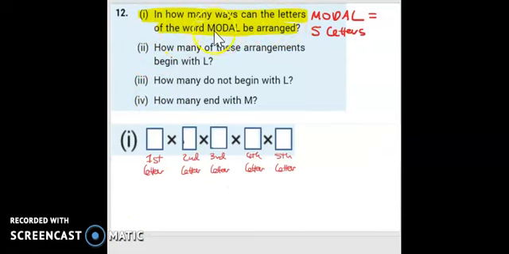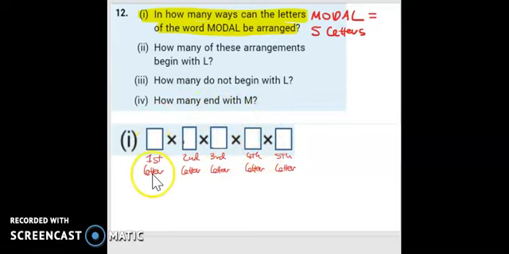So first of all, the word modal is 5 letters, M-O-D-A-L. And we hear the phrase in how many ways, so we want to think we're going to multiply. So there's 5 letters, so I've drawn out 5 boxes. The first box represents the first letter, the second box represents the second letter, and so on, down as far as the 5th box represents the 5th letter. So because it says how many, I've got multiplication symbols in between each box.